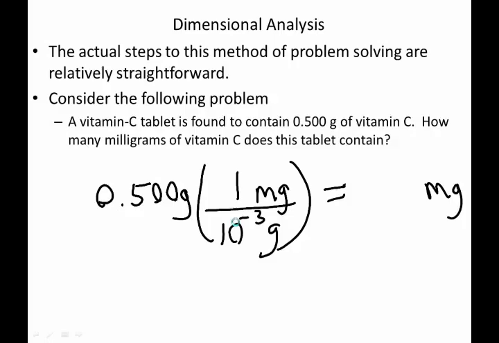Right? So anything that's on the denominator you divide by. So it ends up being 500. But now we have to pay attention to significant figures, right? So how many significant figures does my conversion factor have? Hopefully you said unlimited or infinite.